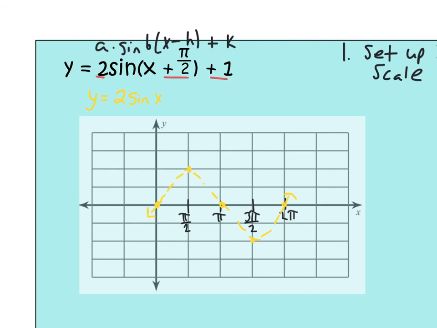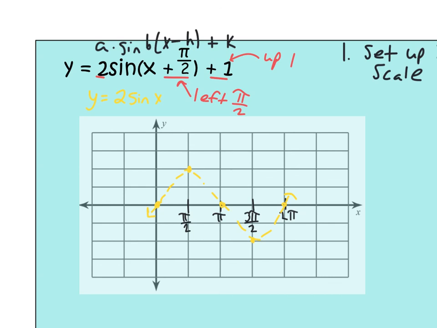Now what we need though is just to apply the 2 transformations, and I'm going to do them at the same time. I need to take each point to the left pi over 2, and then also up 1. Now this is nice. When we go left pi over 2, that's 1 box, based on our scale. That's why it's important to know the scale. Left pi over 2 is just one box.